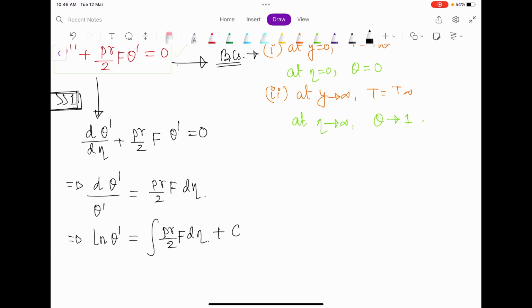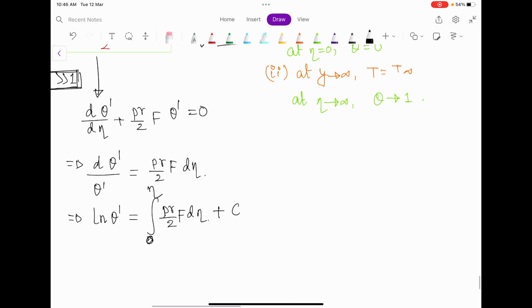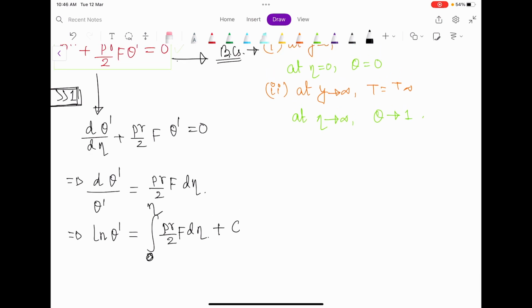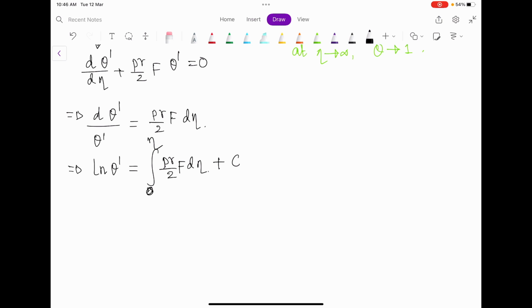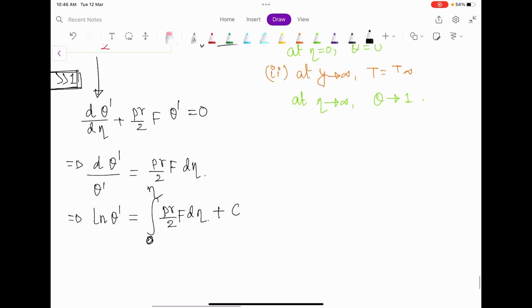So this integration is from 0 to eta. Now if I put the same thing here, we also have another condition for theta dash: at y tends to infinity, del T del y is not changing, so this tends to 0. That means as eta tends to infinity, theta dash will become 0.